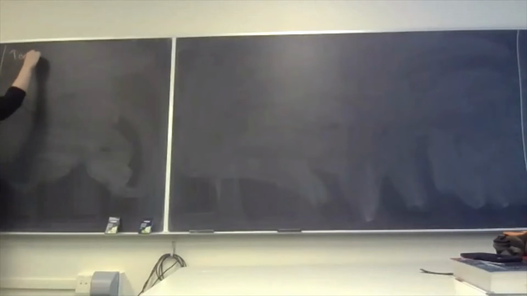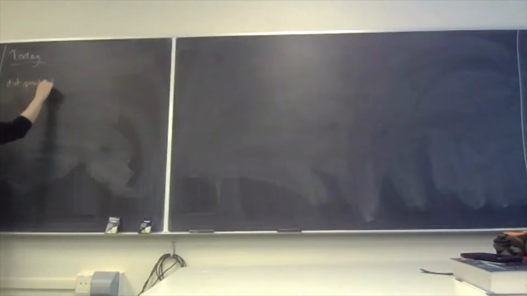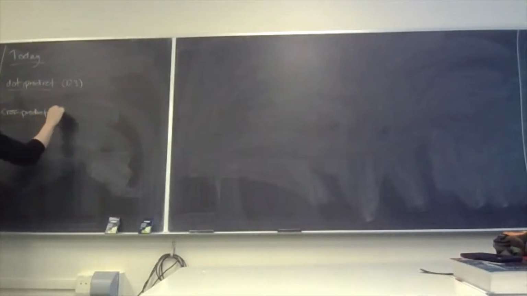All right, so today what I want to do is answer any questions you might have about the dot product stuff. That is something I want to talk about specifically. This is 12.3, and then the cross product, which is 12.4.